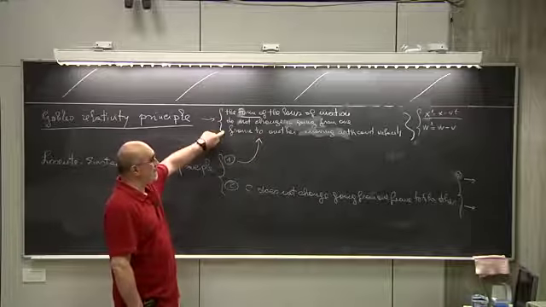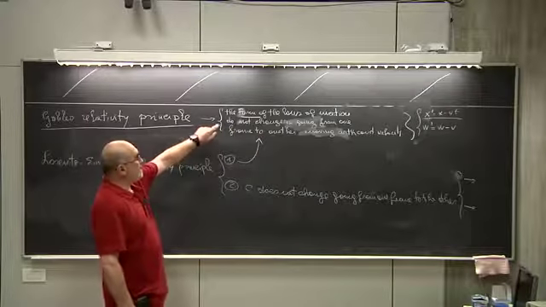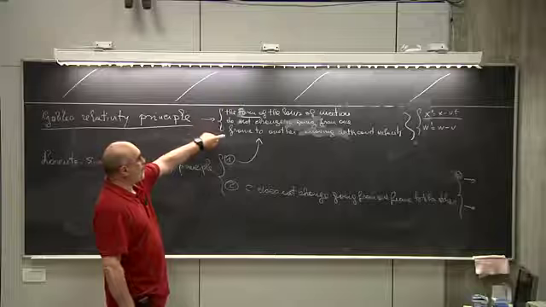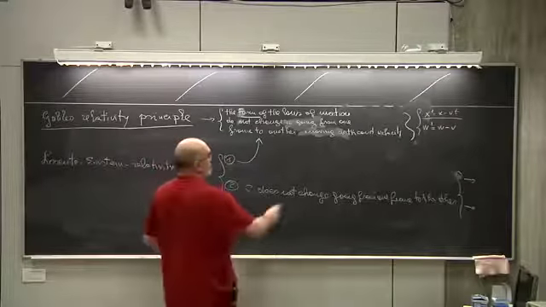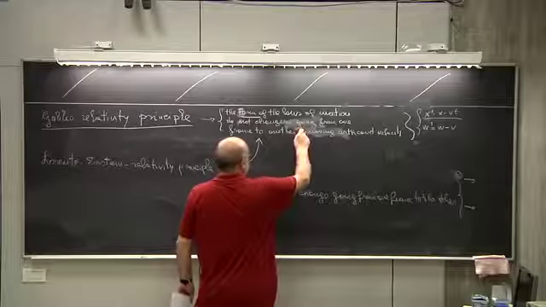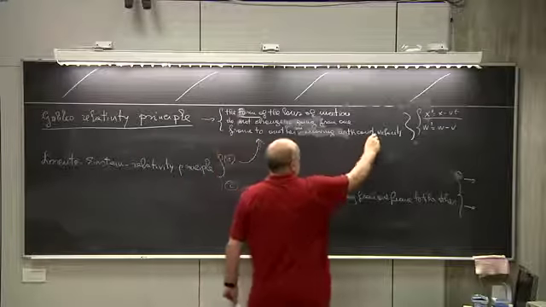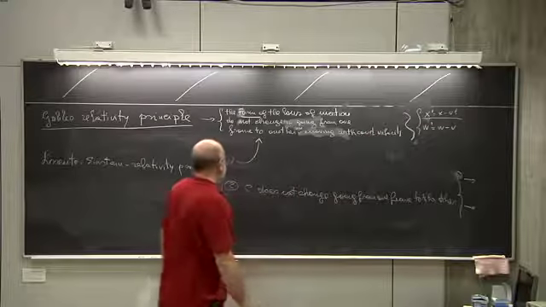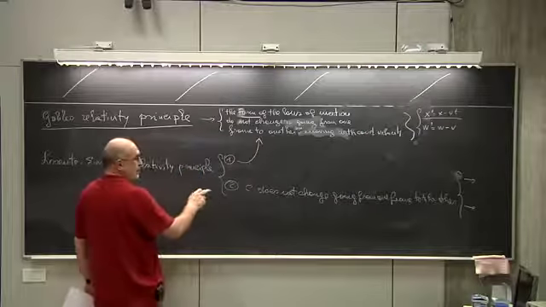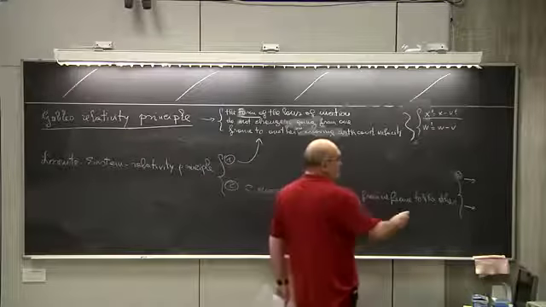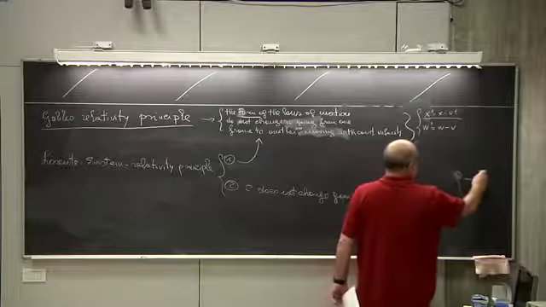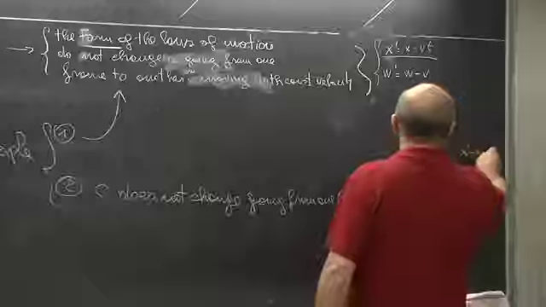Okay, so the first one is the same: the form of the law of motion doesn't change in going from one frame to another one, moving with constant velocity, constant in time, okay? And the second postulate is that c does not change in going from one frame to the other. The transformation will be different, and I will write it down, then we will derive it.